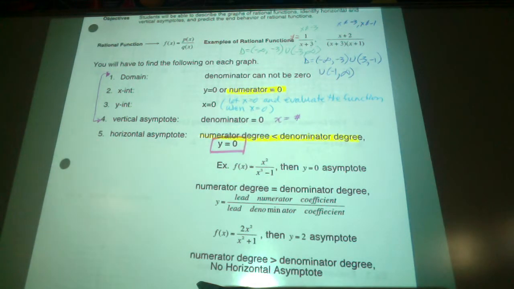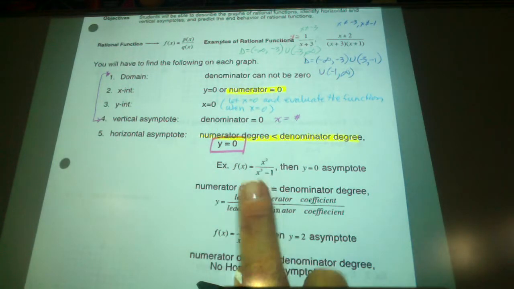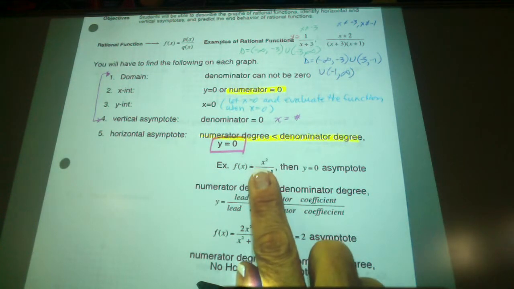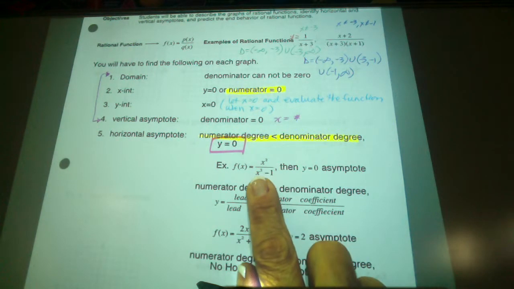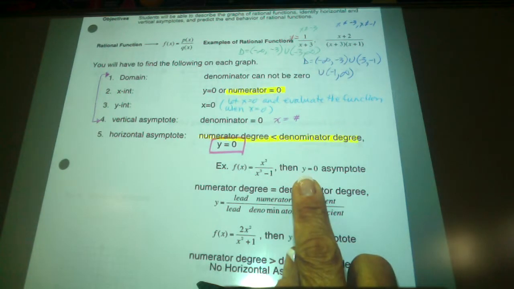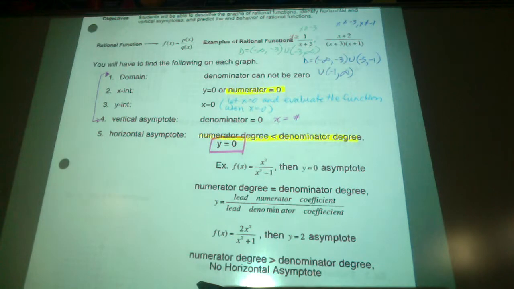It doesn't matter what the degrees are. If the numerator is less than the denominator, y equals 0 will be that horizontal asymptote. So here's an example. The degree of this numerator is 2. The degree of this denominator is 3. 2 is less than 3, so y equals 0 is that horizontal asymptote. And if you graph this on your calculator, you'll see it approaching y equals 0.